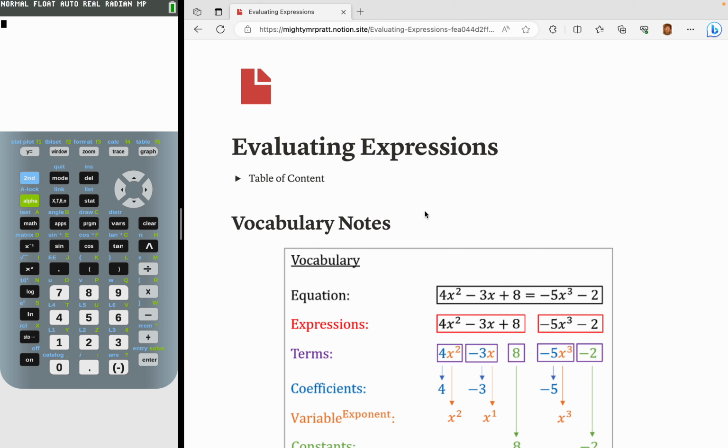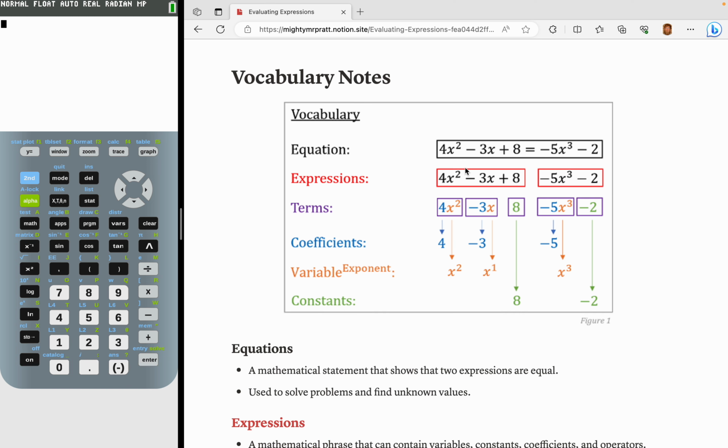All right, right now we're going to be taking a look at evaluating expressions. So this is going to describe how I want you to evaluate expressions. Before we talk about that, let's do a brief overview of vocabulary words that we're going to be talking about. And we can really use this diagram to help us.